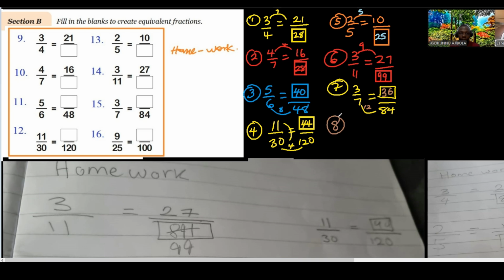Then number 8, which is about the last question there. So 9 over 25 equal to something over 100. So what do you think the answer should be for this one?